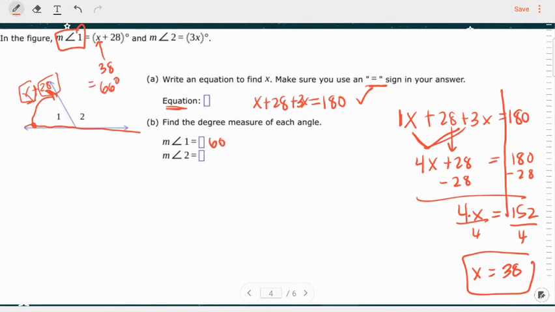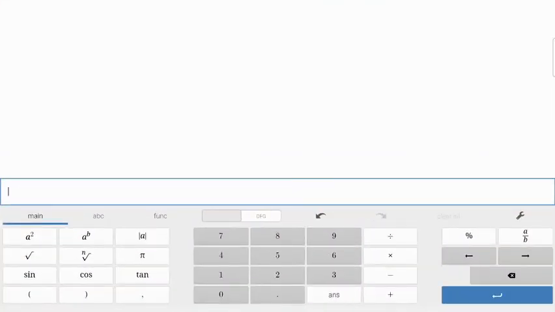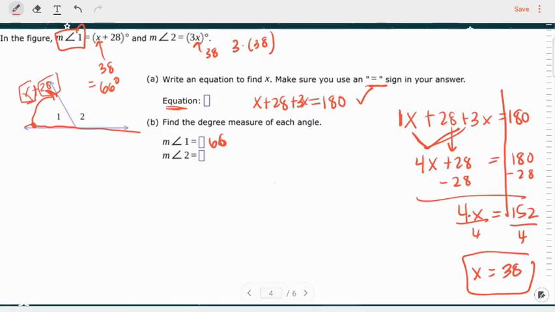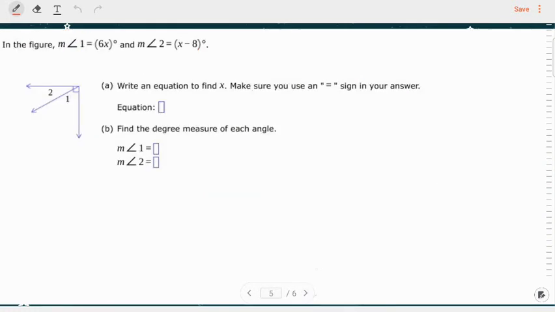So let's total that down here, 66. And angle 2, again, we're going to replace x with 38. Now remember, that means 3 times 38. So we're going to go to our calculator. 3 times 38 is a total of 114. And a good check is just to add those together and make sure that they total 180, which they do. All right, let's look at another example.